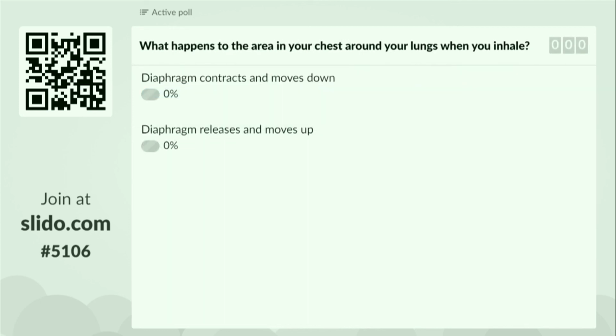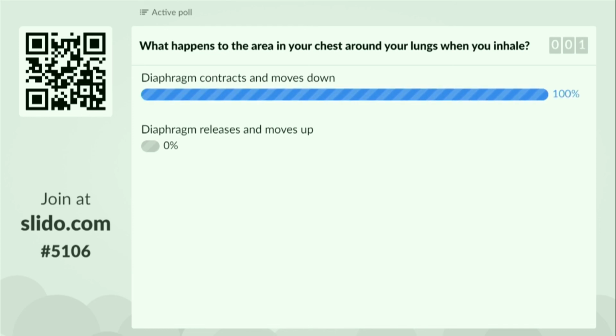All right, what happens to the area in your chest around your lungs when you inhale? So when you breathe in, think about what your chest does.